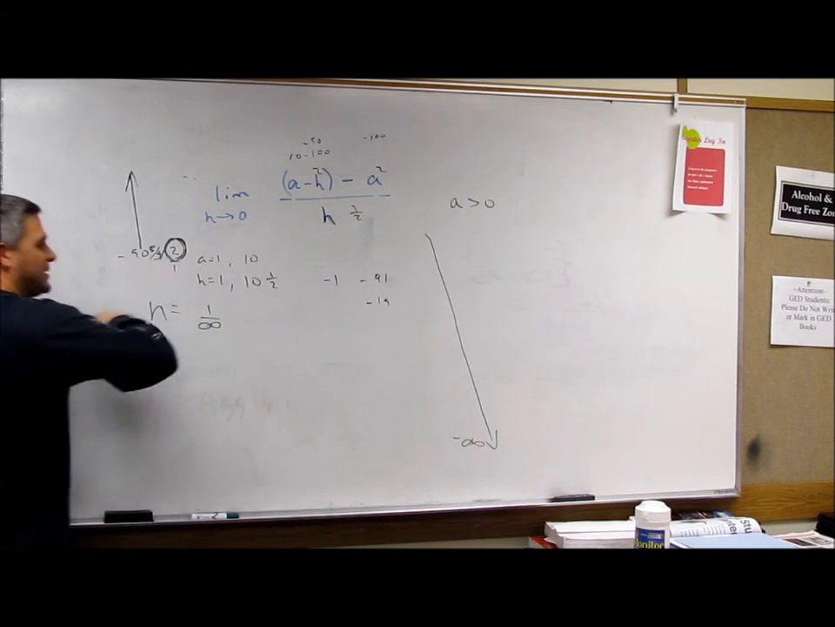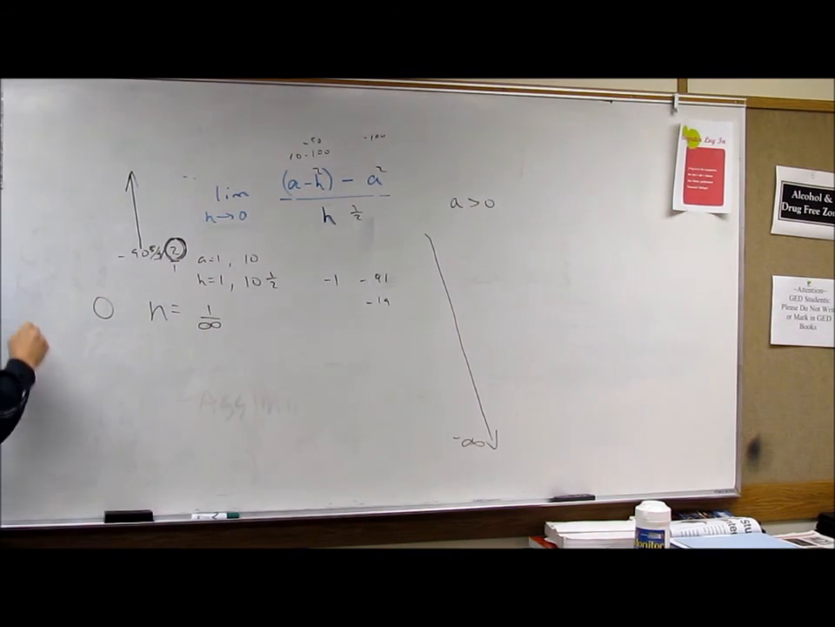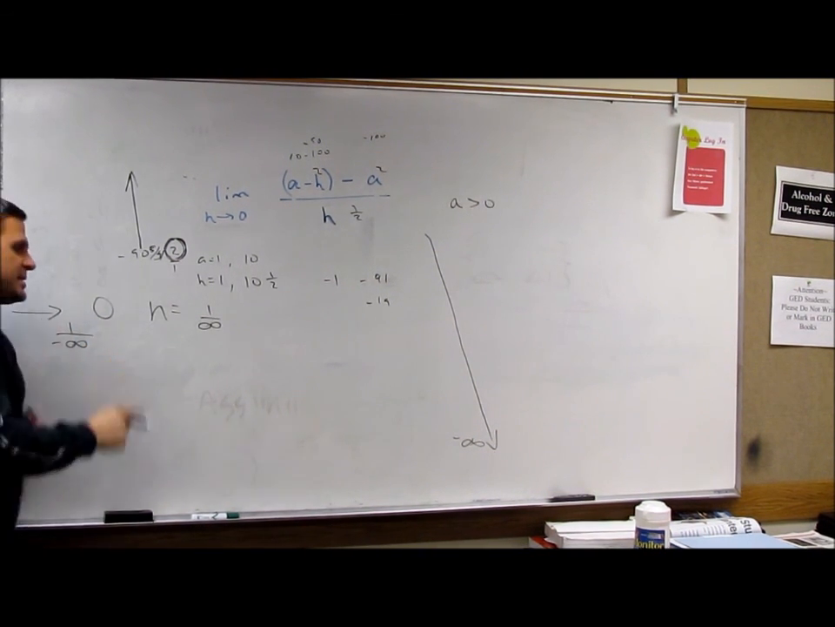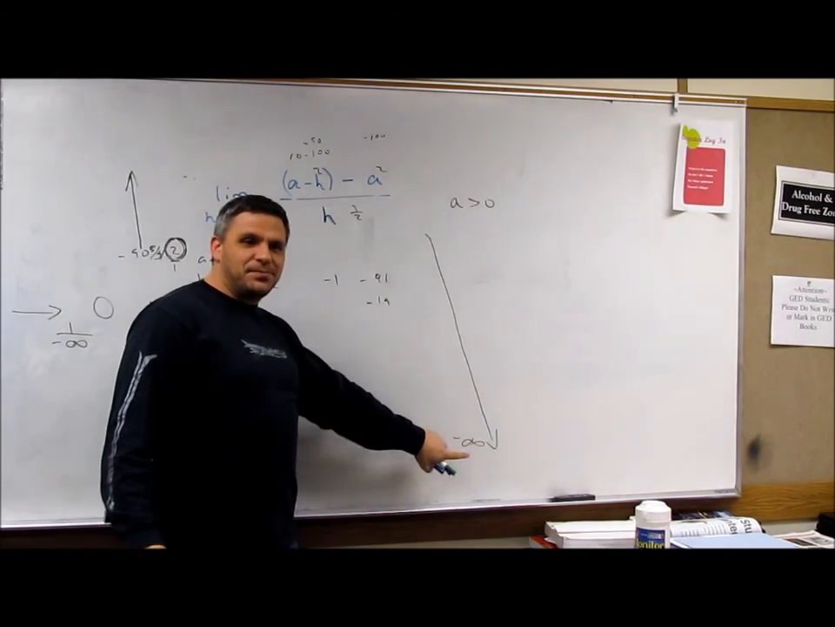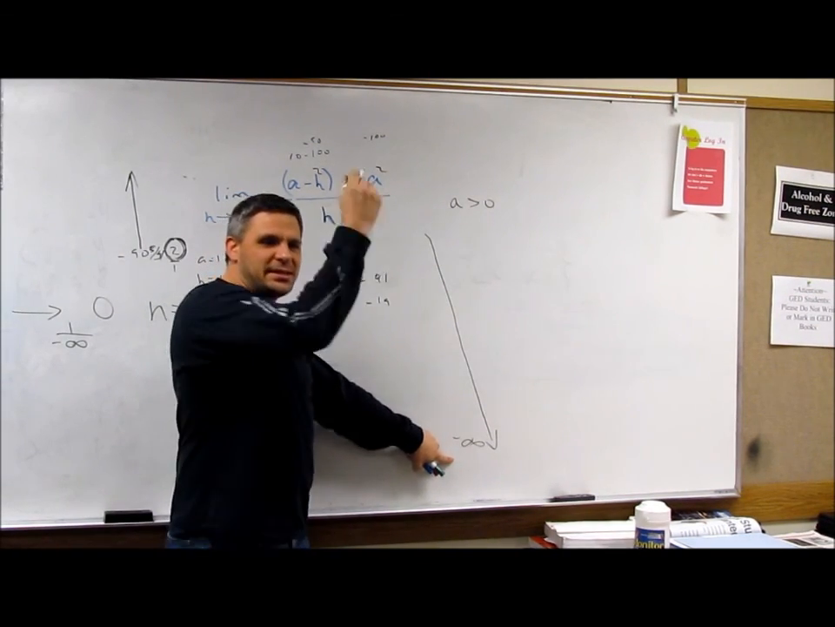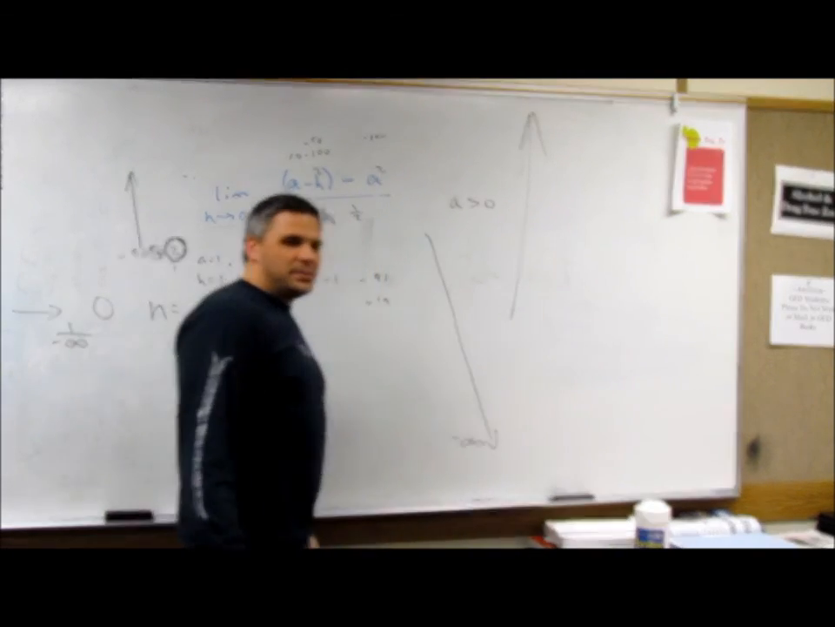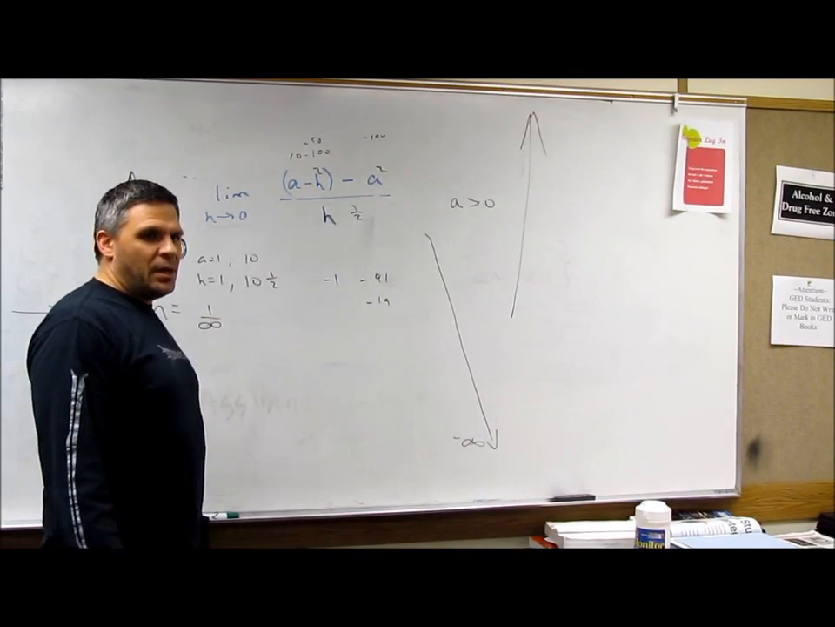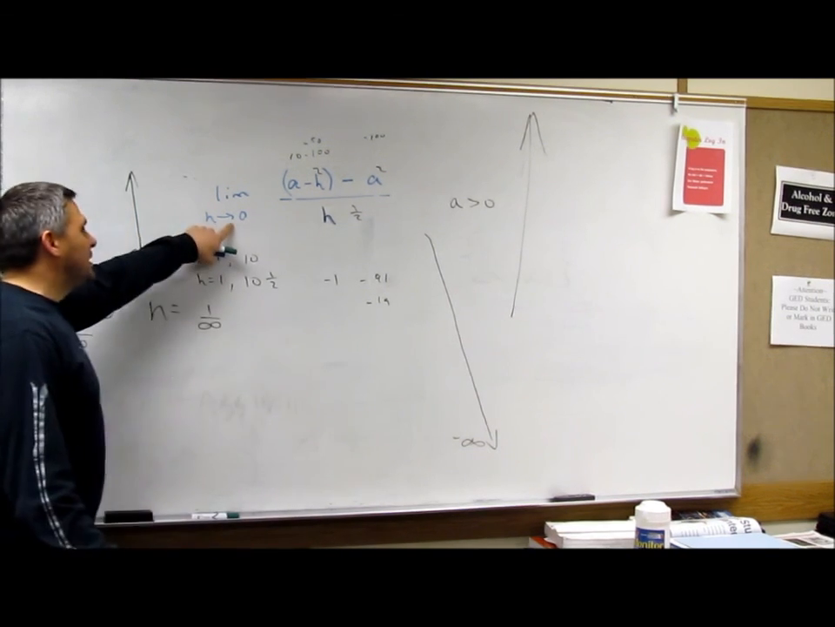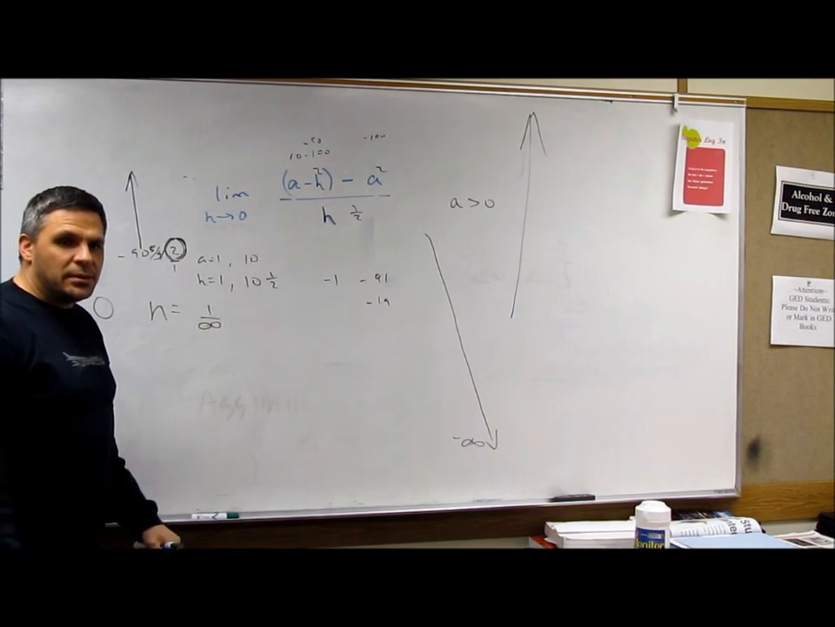But on the other side of 0, what if we're approaching 0 from the negative side? So we're going over negative infinity. It changes that from going down to negative infinity to going up to positive infinity. So what's happening at the limit of h equals 0?